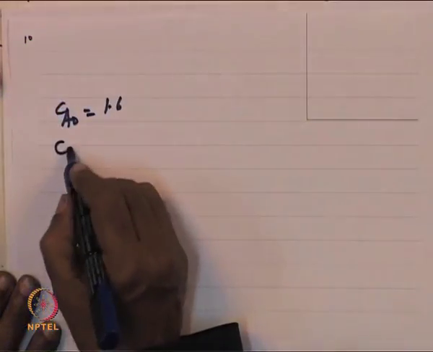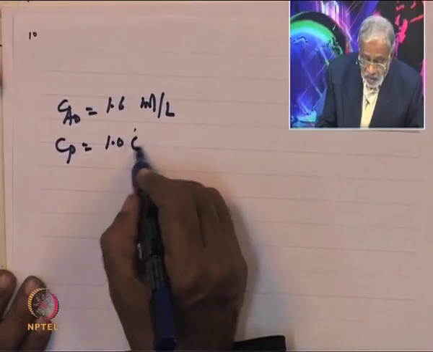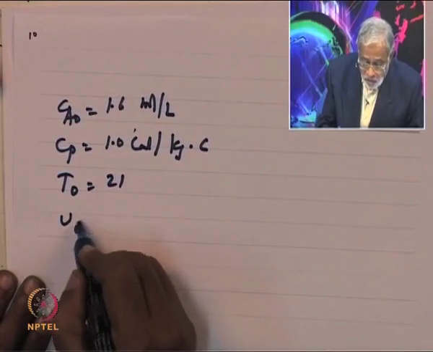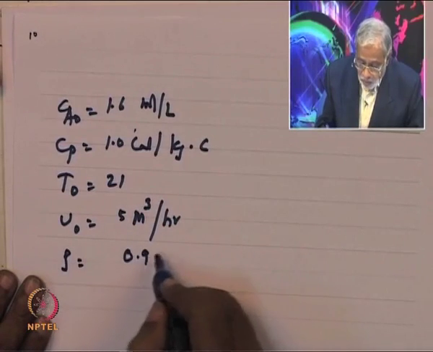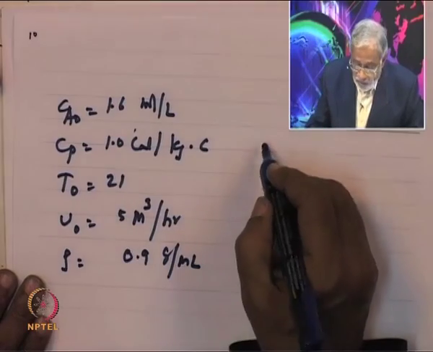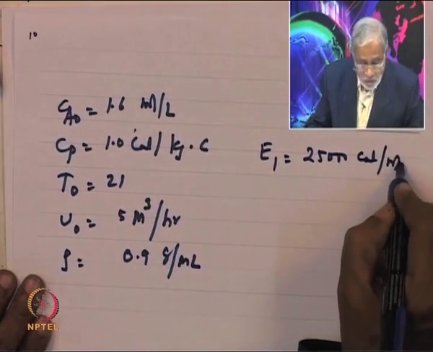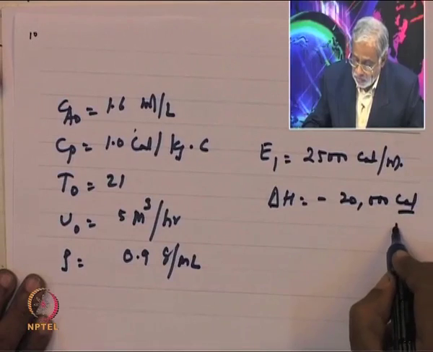So, we have a chemical reaction. The data is given here: Ca0 is given as 1.6 mole per liter, specific heat is given as 1.0 calories per kg per C, T naught is given as 21, V naught is given as 5 cubic meters per hour. Density is given as 0.91 grams per ml. And then E1 is given as 25,000 calories per mole. Delta H is given as minus 20,000 calories per mole.